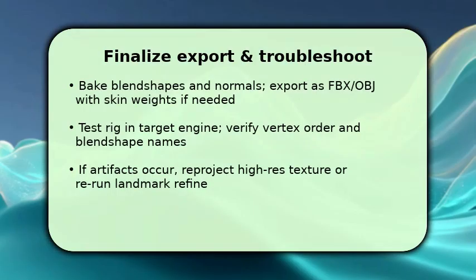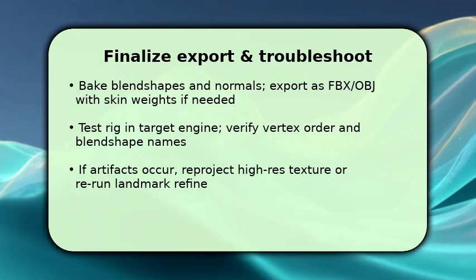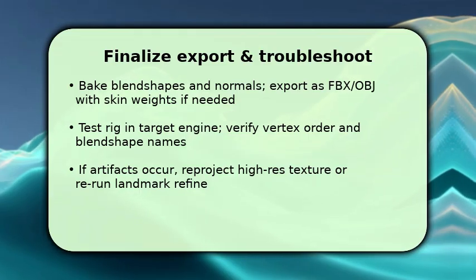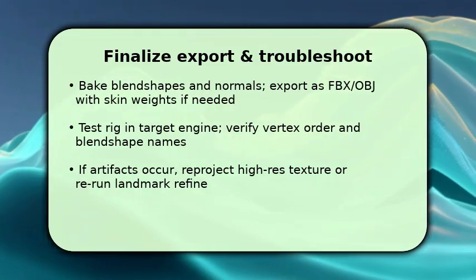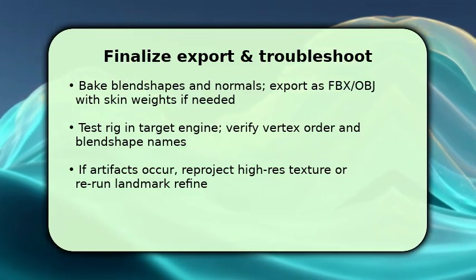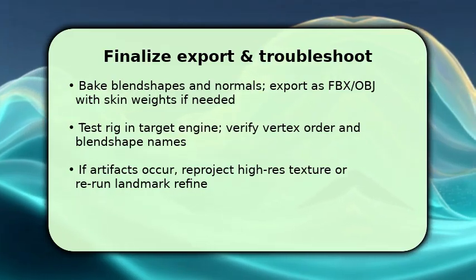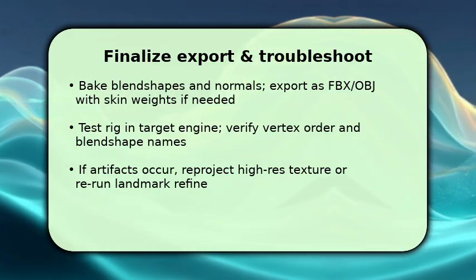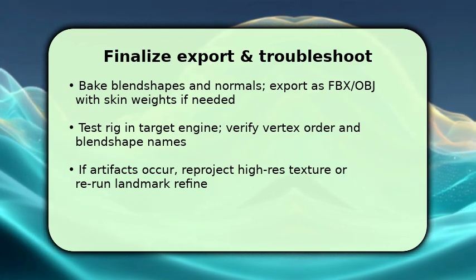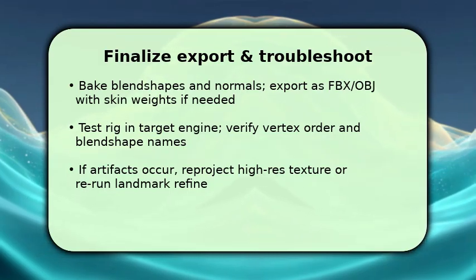Finish by baking blend shapes and normal maps, then export the mesh in the format your pipeline expects, typically FBX or OBJ with skin weights preserved. You should load the model into your target engine or app and test the smile morph at several amplitudes to confirm vertex order and blend shape naming match. If you see artifacts like tearing or texture seams, reproject the high-resolution texture and rerun landmark refinement. Often a single misplaced anchor or flipped normal causes most issues, so check those first.